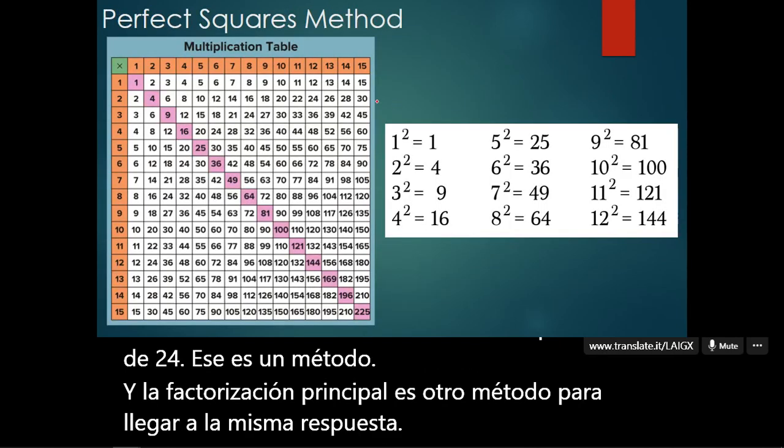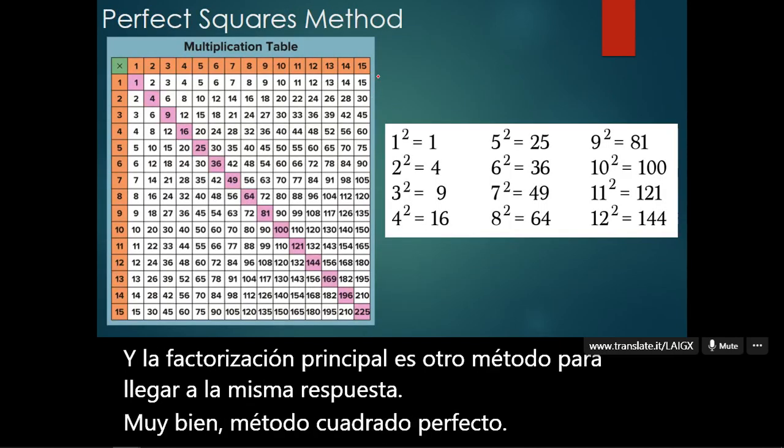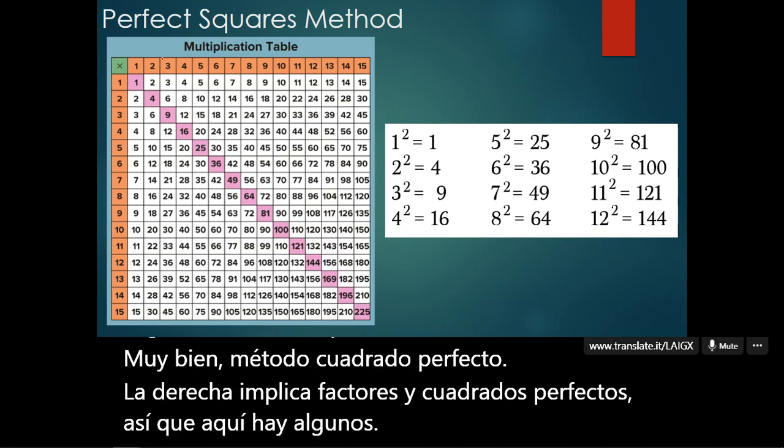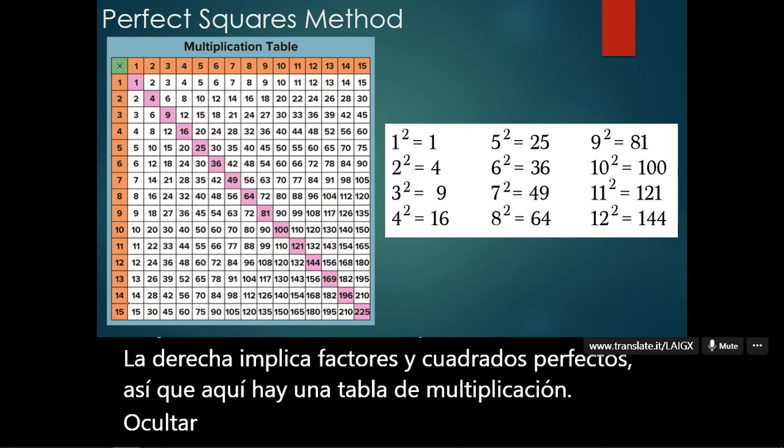All right, the perfect squares method, right, involves factors and perfect squares. So here's a multiplication table. All right, memorize all of these factors.